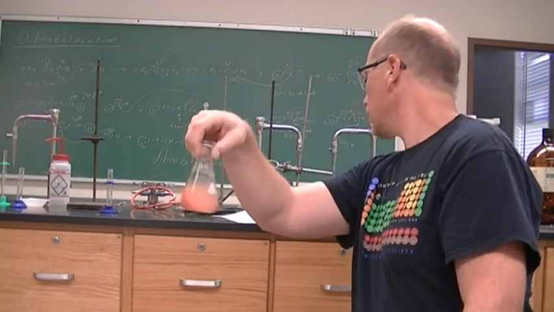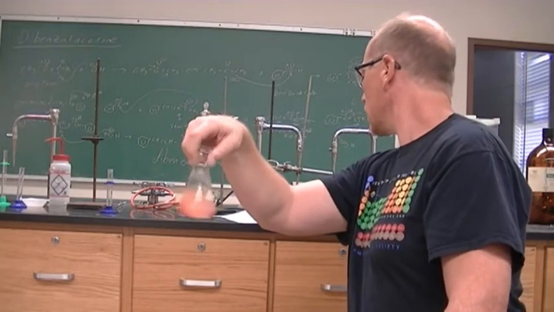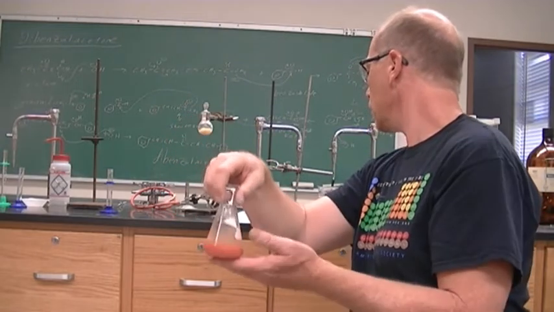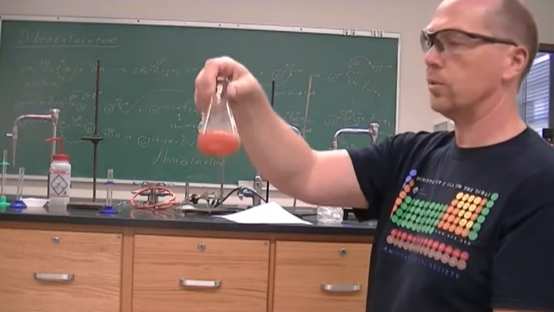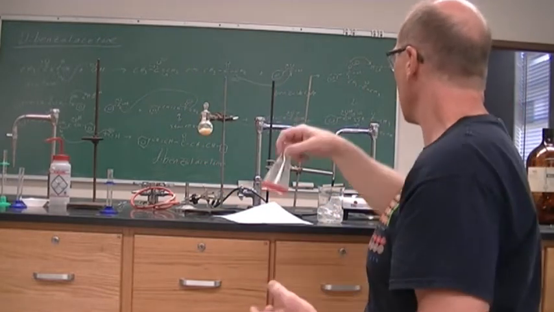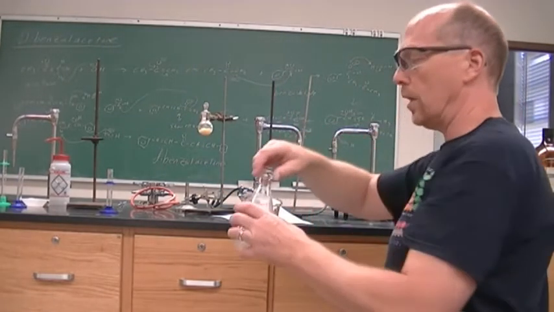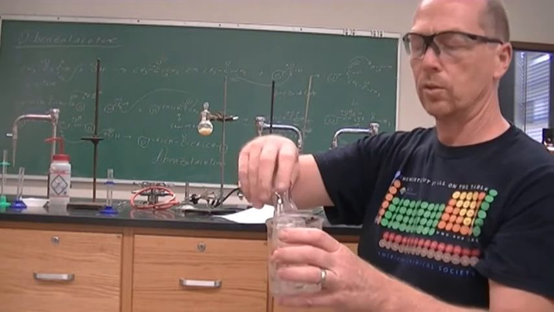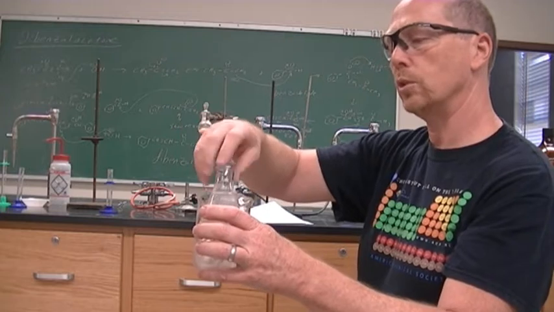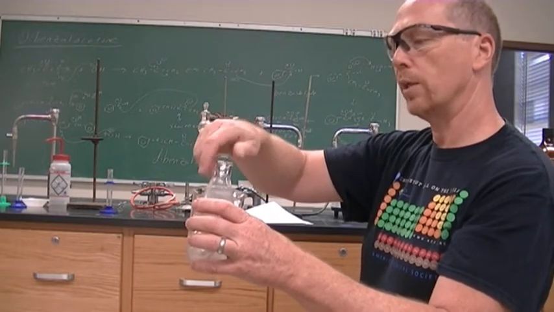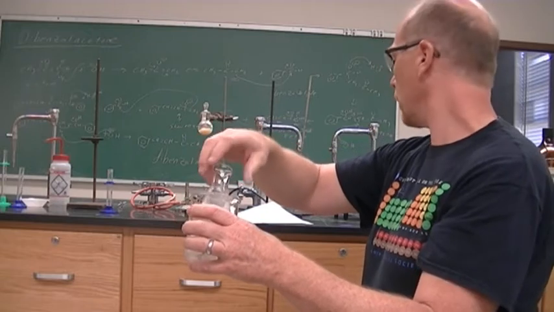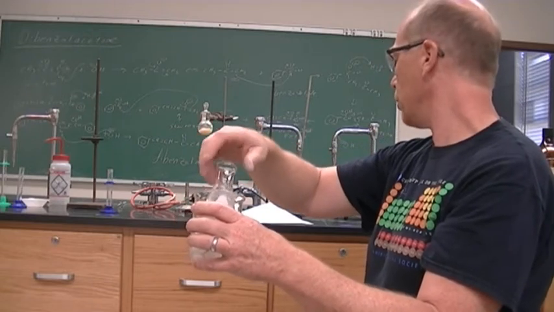Alright, and so we just are going to collect this solid. We're going to cool it down. We want the solid to precipitate out. So again, hot solutions are going to make it dissolve. Cold solutions make your solid precipitate out. We're going to collect this on a Buchner funnel.